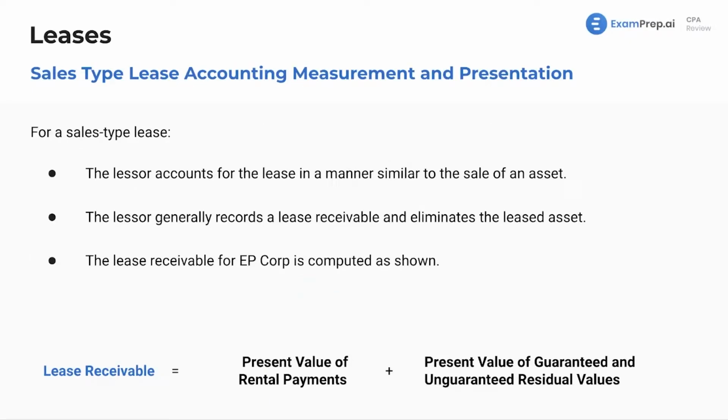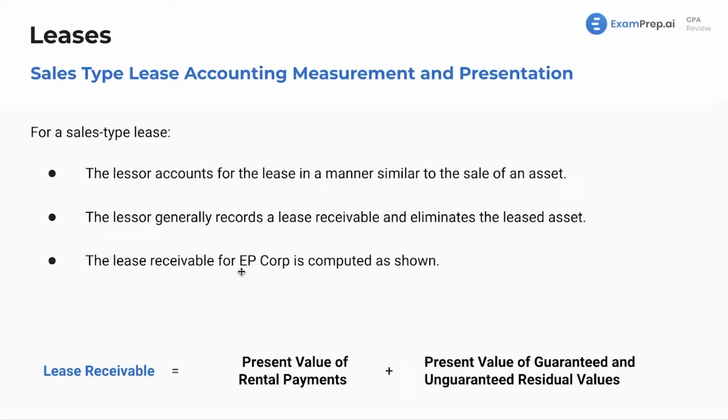Now, here we go. Sales type lease accounting, measurement, and presentation. For a sales type lease, the lessor accounts for the lease in a manner similar to the sale of an asset. The lessor generally records a lease receivable and eliminates the leased asset, because they're essentially giving it up. And the lease receivable for EP Corp, that's from the other example, or in this case, from the other party, is computed as shown.